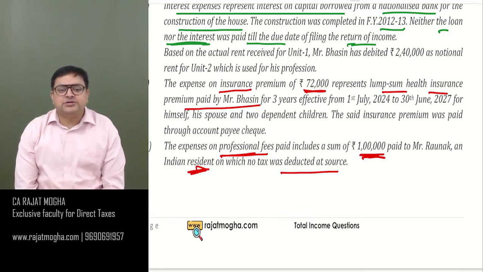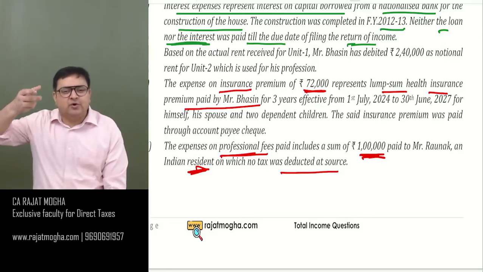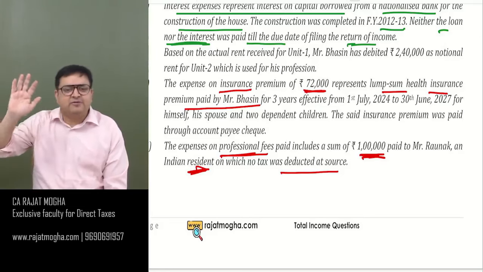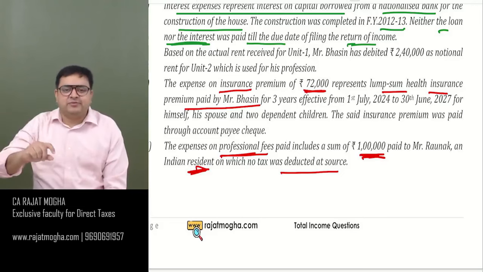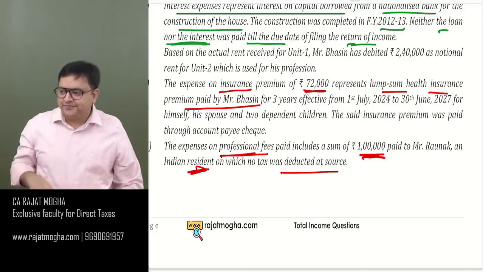Correct? How much? 2 lakh 30% or 1 lakh 30%? 1 lakh 30%. Out of that 2 lakh, there is a problem with 1 lakh. Remaining 1 lakh, we don't have any problem. This 1 lakh has a problem. So 1 lakh was paid without TDS, 30% we will disallow.